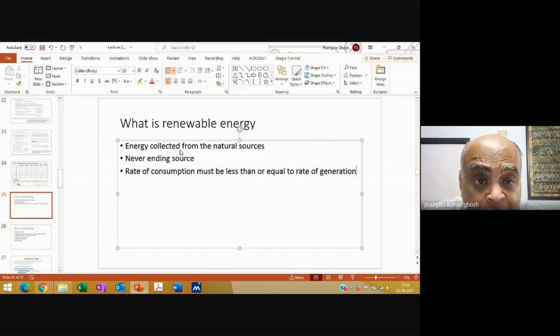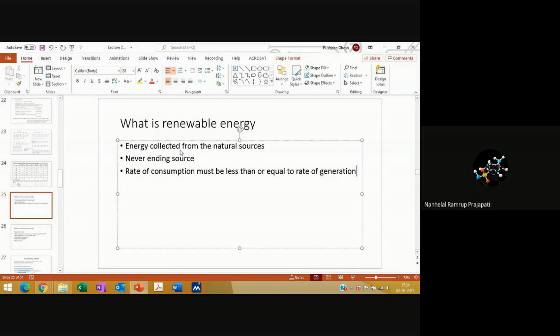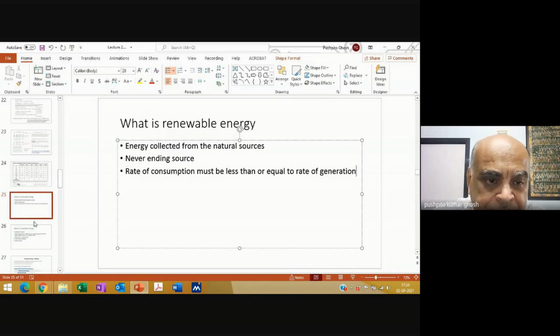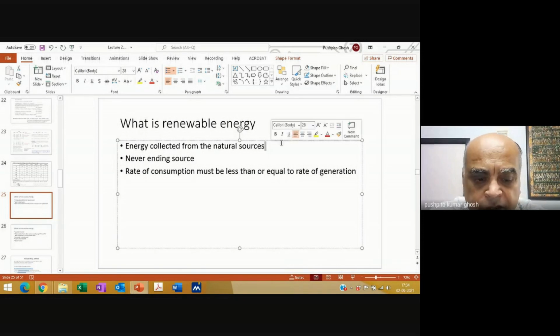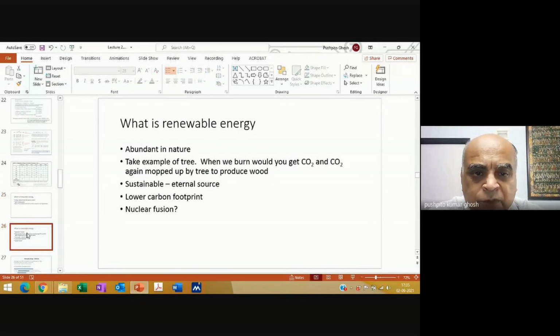But otherwise, remember, they are natural sources. Oil, coal are all natural sources. Correct? Yes, sir. There's nothing unnatural about them. But we are talking about a never-ending source, and rate of consumption must be less than or equal to rate of generation. Okay? Yes, sir. Correct, sir. And so this one, I'll just put a question mark. And I've just tried to put some definitions like never-ending source, you can replace by sustainable source.